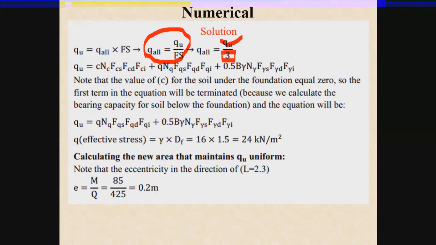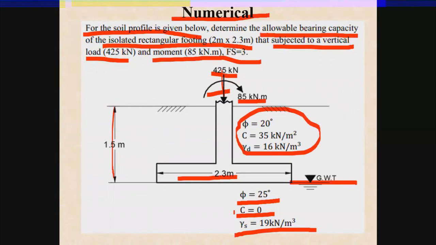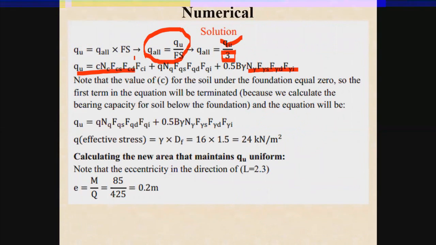So, now let us find qu. qu is equal to, by using the Meyerhof equation, c Nc Fcs Fcd Fci plus q Nq Fqs Fqd Fqi plus 0.5 B gamma N gamma F gamma s F gamma d F gamma i. Now, as we are interested in the pressure distribution beneath the base of the footing, if you consider beneath the base of the footing, the value of c is equal to 0. So the first term of the bearing capacity equation will be dismissed. We will only solve this equation for the second term and the third term.